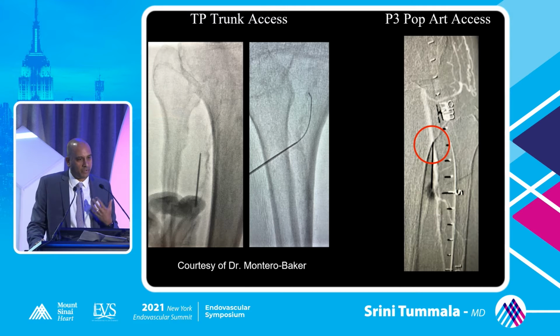But again, remember, this is not to be taken lightly. These are limb salvage cases. I would hope you would not do this in a cavalier fashion with a claudicant. And remember, your risk of compartment syndrome and significant bleeding in these cases is pretty high if you're unable to cross and deliver therapy from above.